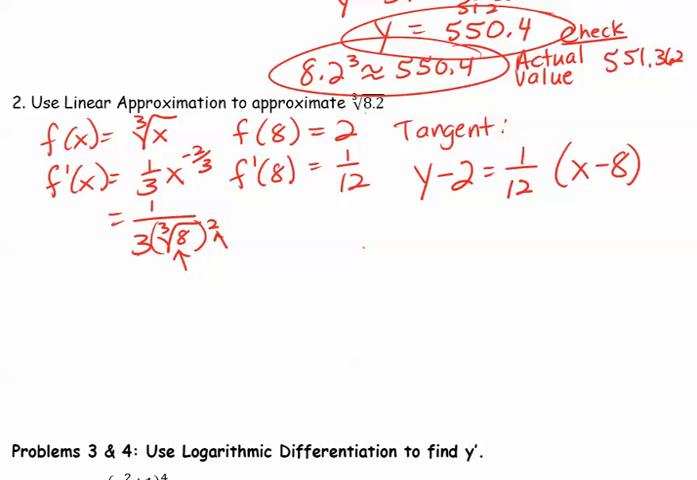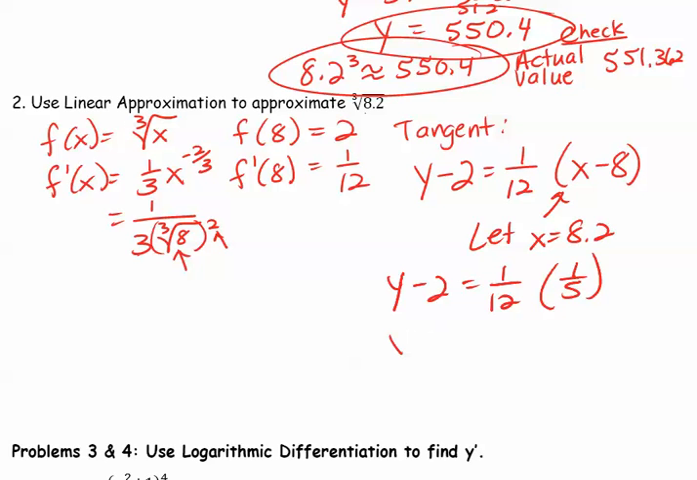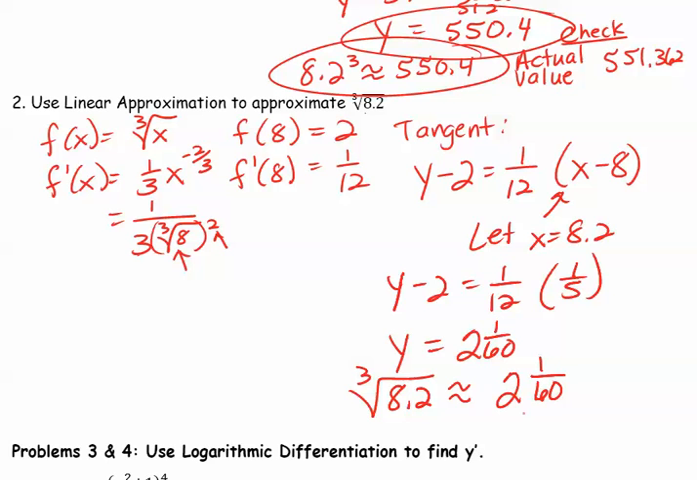All right, and now we're ready to approximate. So now we're going to let x be equal to 8.2. y minus 2 is equal to 1/12, and I would do that as 2/10 or 1/5. So I like 1/60th on that side, so 2 and 1/60th. But you could certainly do that in decimal form if you want. So the cube root of 8.2, we didn't find that on the cube root curve. We actually found 2 and 1/60th on the tangent line.